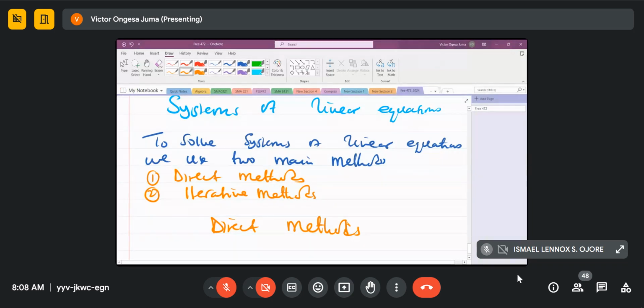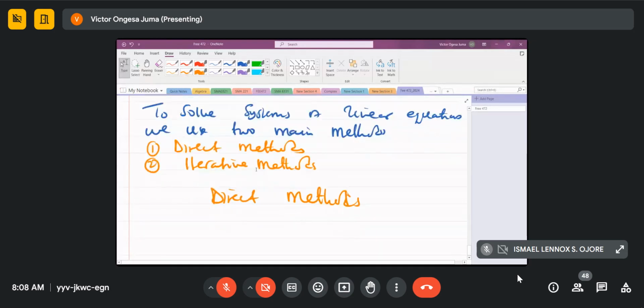When I mention here systems of linear equations, I mean there is no product of variables. At least every degree of a variable is of order 1. So there are no products. For example, for x and y, there's no product of x and y, there's no product of x and x, that means a square. That's what we mean by a system of linear equations.